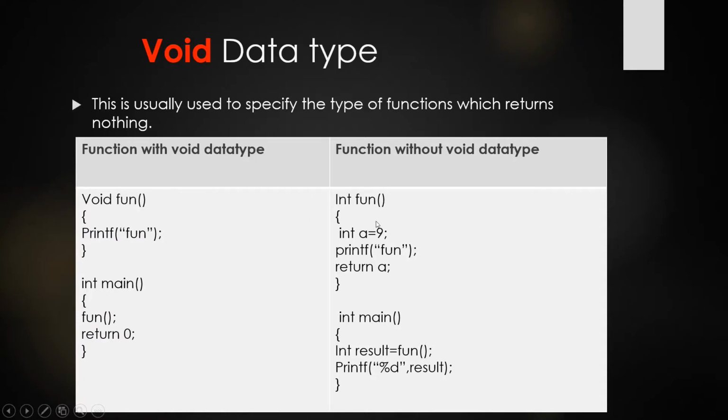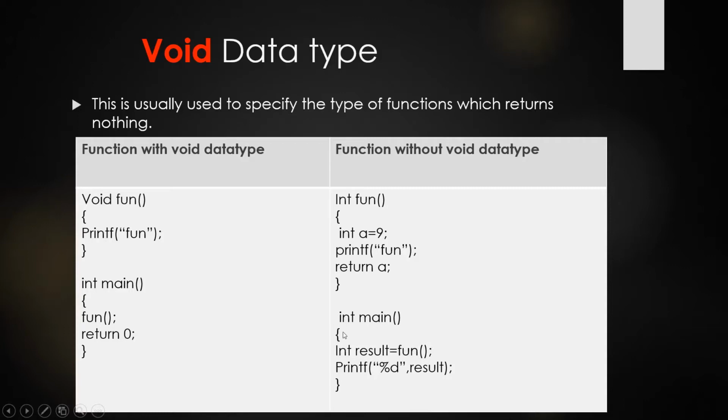See, I'm comparing the same program here with a return type. I have written code int main. I'm using an int result. Result is a variable here. Int is a data type. I'm calling the function here. It means if I'm calling the function here, the return value will be stored in the result here.